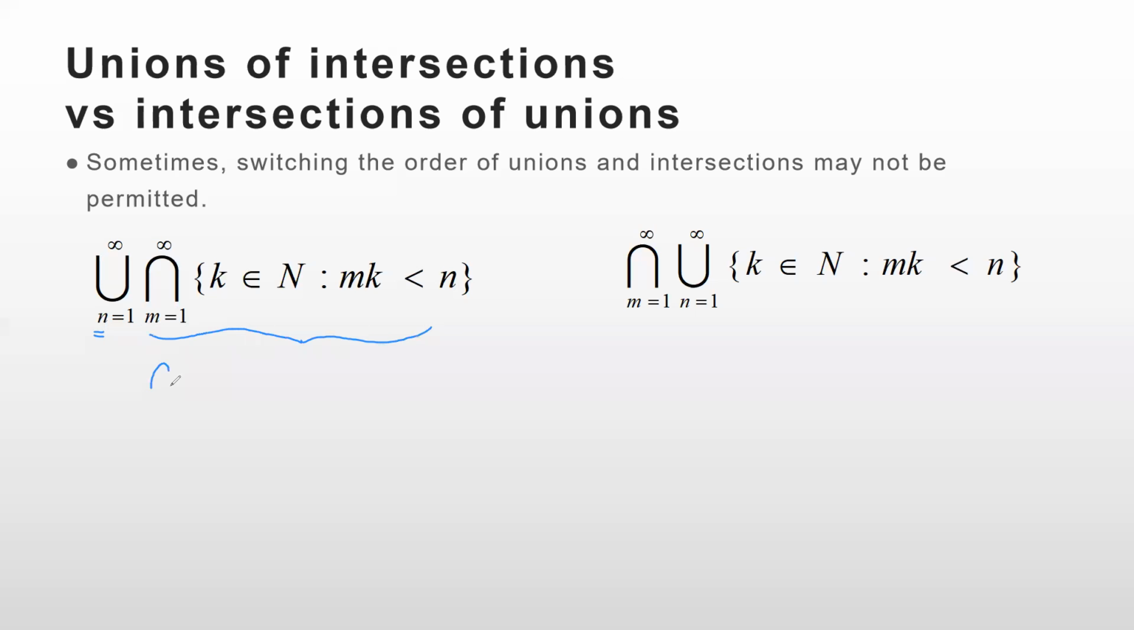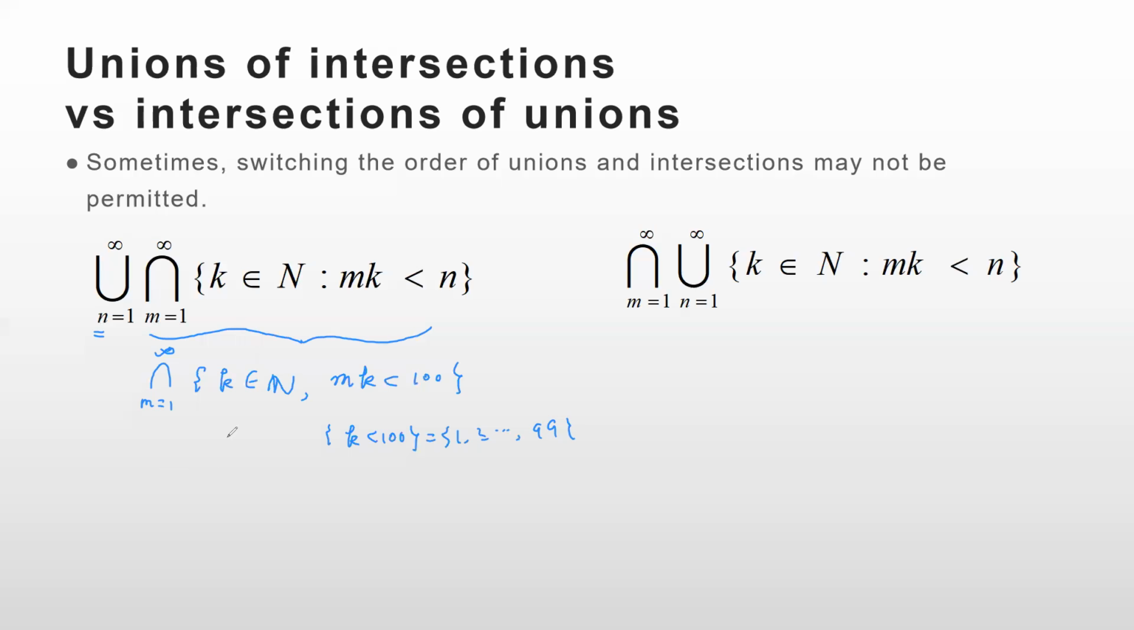So you have an intersection over m from 1 to infinity, and you have a k, a natural number, with m times k less than, let's say, 100. Now you can look at m. What if m equals 1? Then you simply have k less than 100, and you have natural numbers, so 1, 2 to 99.